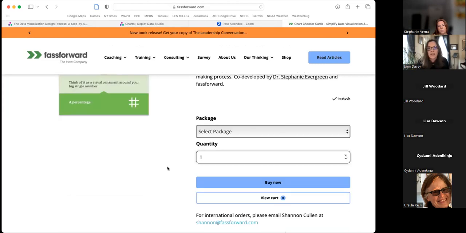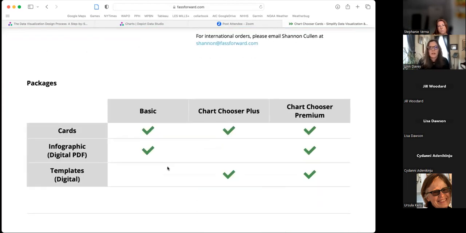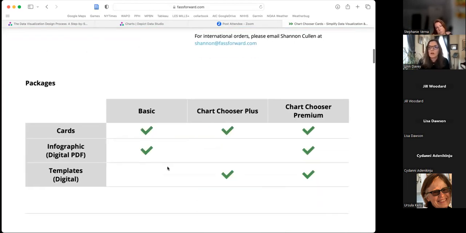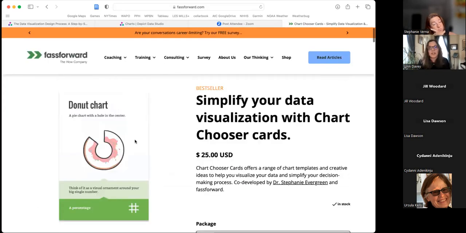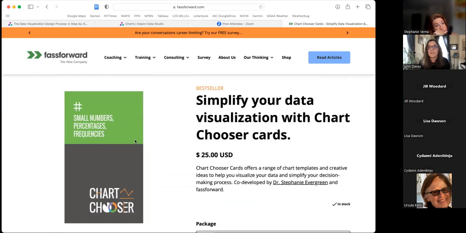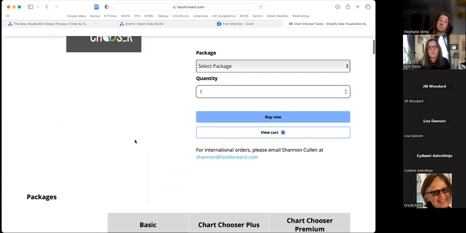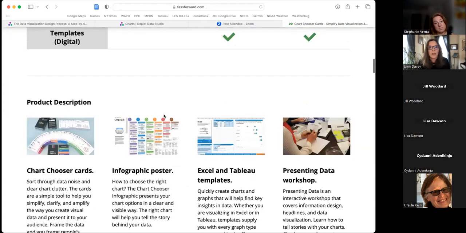The other thing they have is Excel and Tableau templates that you can download, so that if you need to do a donut chart, they have the Excel file. So I have the infographic on my wall at work. It looks like this. And here over on the left, this is the card deck. Isn't that cool? It has all the examples of the different charts. And then over here are the Excel and Tableau templates that you can then just use yourself.